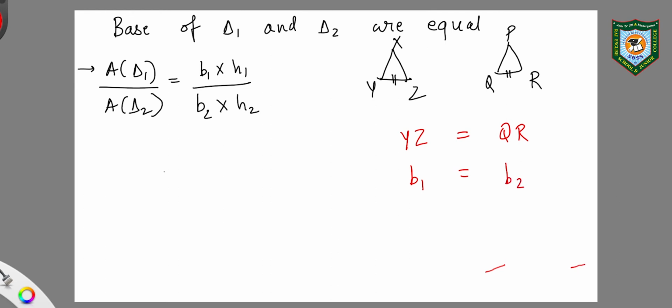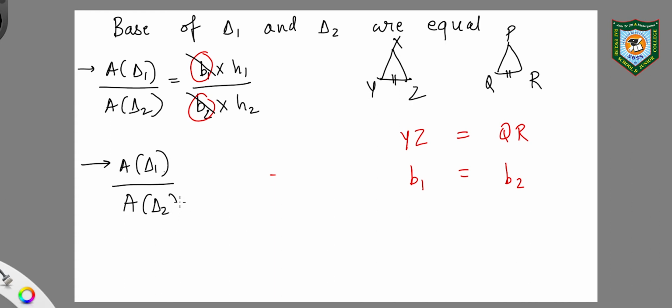So from this condition I can simply say that when b1 and b2 are equal, I can cancel these two values out. So what I am left with is area of triangle 1 divided by area of triangle 2, which is equal to height of triangle 1 divided by height of triangle 2.